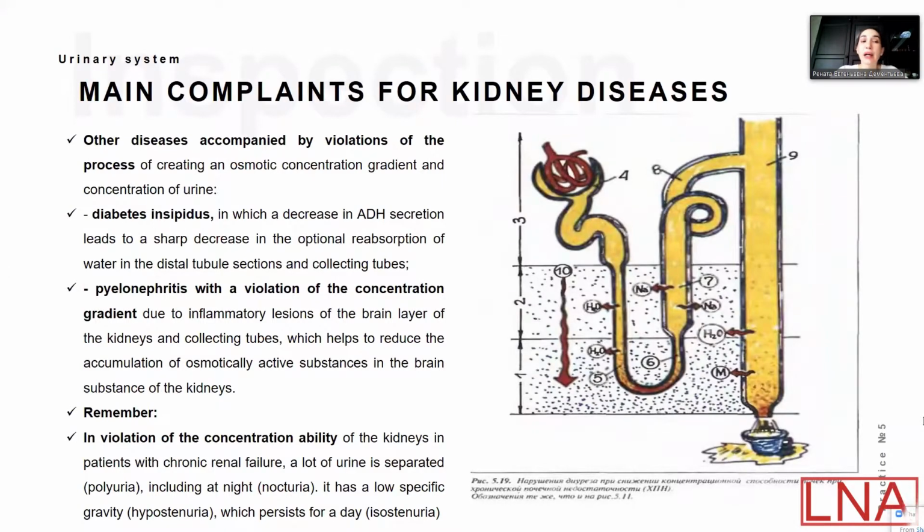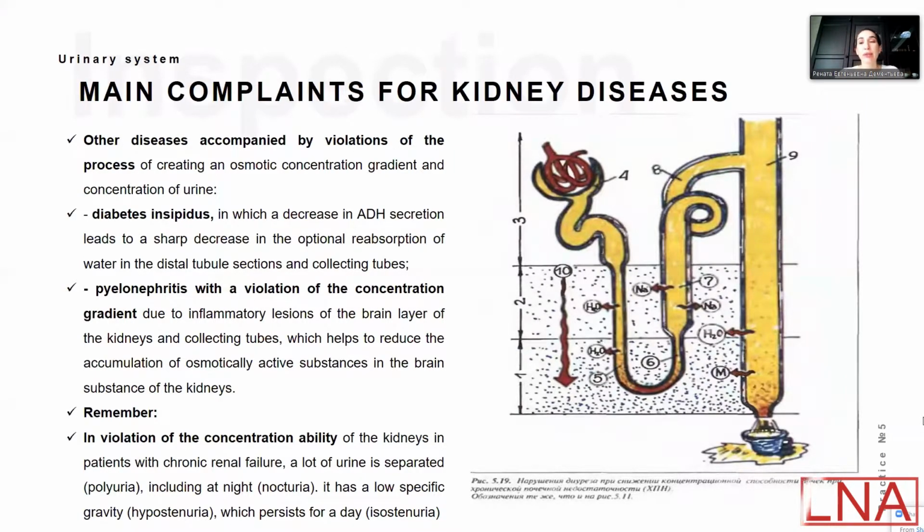Other diseases are accompanied by disruption of the process of creating the osmotic concentration gradient and concentrating urine. For example, diabetes insipidus, in which a decrease in antidiuretic hormone secretion leads to a sharp decrease in the optional reabsorption of water in the distal tubule section and collecting tubes. Also pyelonephritis, with a violation of the concentration gradient due to inflammatory lesion of the medullary layer of the kidney and collecting tubes, which contributes to reduced accumulation of osmotically active substance in the medullary substance of the kidney.